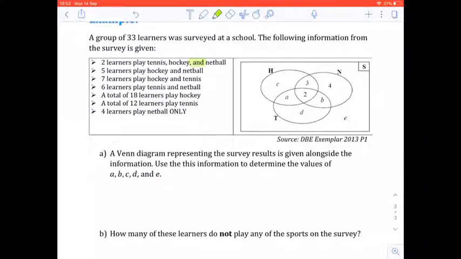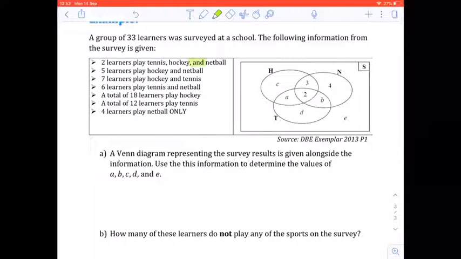A total of 18 learners play hockey. So the complete hockey circle will add to 18. A total of 12 learners play tennis. 4 learners play netball only. So that will be just by itself, right? And they've added in some of that information for us on the diagram. Okay. So let's work out this first question.